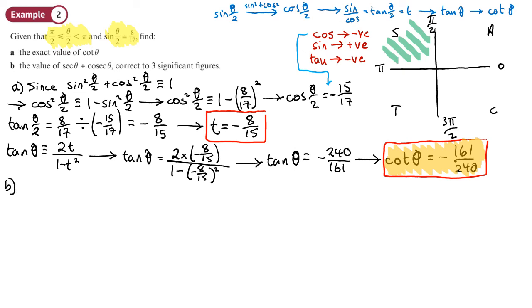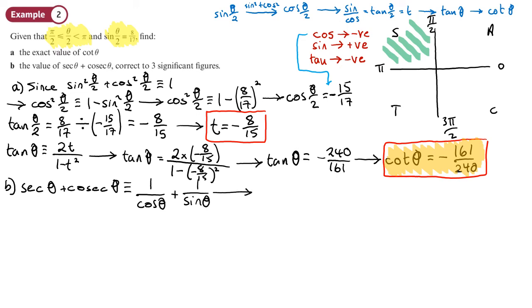Find the value of sec theta plus cosec theta correct to 3 significant figures. Okay, so if you're not familiar with sec theta and cosec theta, you can refer to the first slide or look in the description at the bottom and the links to Pure 2 where you can learn about them. But sec theta is 1 over cos theta and cosec theta is 1 over sine theta.